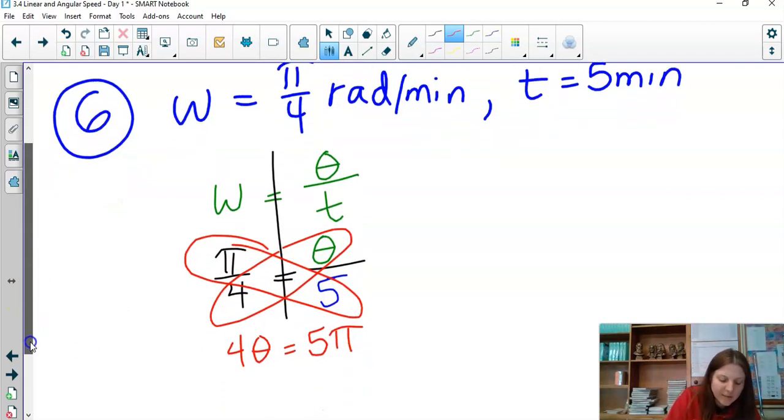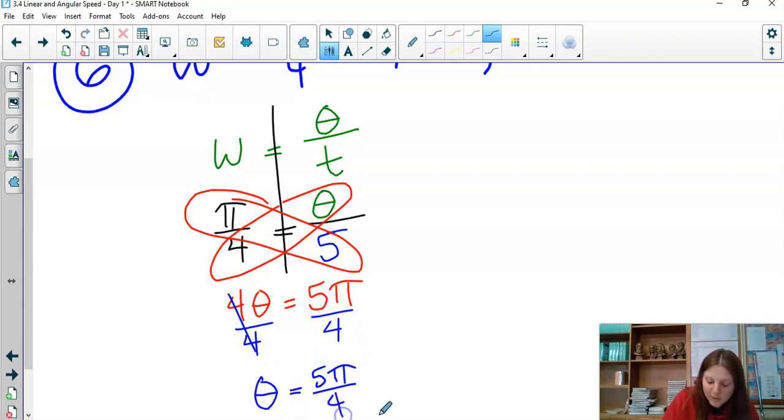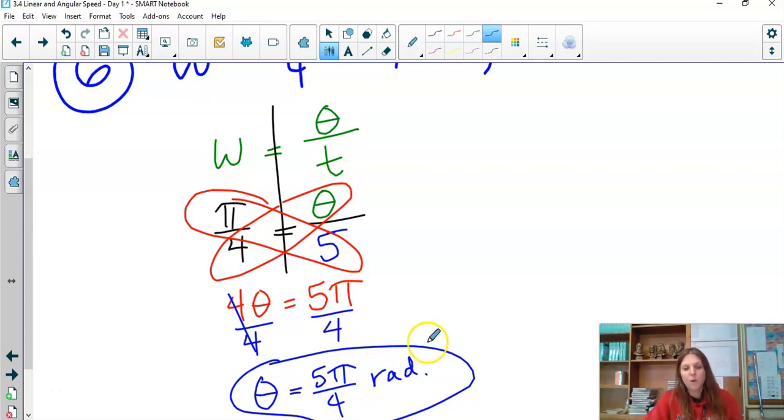The next thing you're going to do is get the theta by itself. So divide by 4. 4's divide out. And you get 5 pi over 4. You could try to reduce this, but if you try to figure out if anything divides into 5 and 4, nothing does. So this would be our reduced answer, and theta is our radians. So you could say 5 pi over 4 radians.